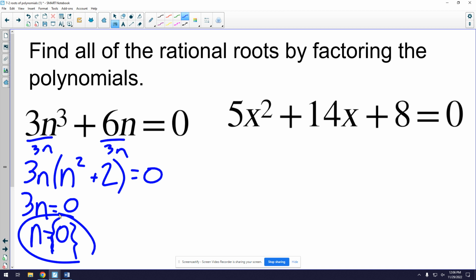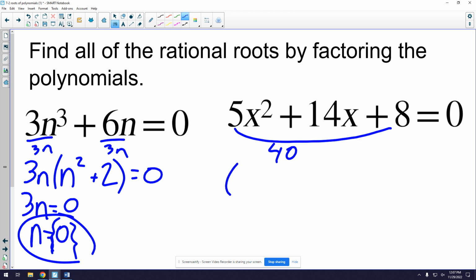Okay, example number 2, 5x squared plus 14x plus 8. So first things first is GCF. 5, 14, 8, nope. X squared, x, nothing, nope. Okay, next, it's a trinomial, so let's try and factor that. This is where you start by multiplying your first and last number. 5 times 8 is 40. You need 2 numbers that multiply to be 40 and add to be 14. What 2 numbers would do that? 4 and 10.